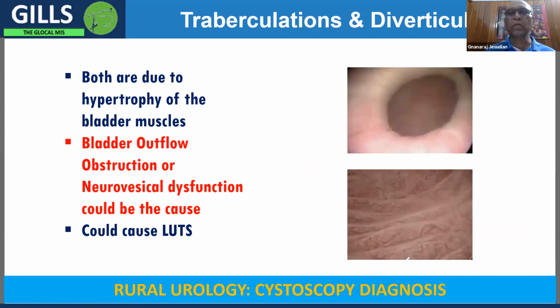Then another thing you need to look for is trabeculations and saccules. So these are from long-standing obstruction or neurovesical dysfunction. There is hypertrophy of the muscle, and these interlacing fibers can be seen. And the mucosa goes between the muscle fibers to form these saccules.